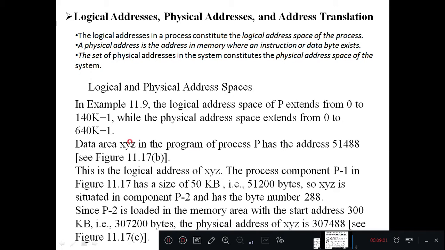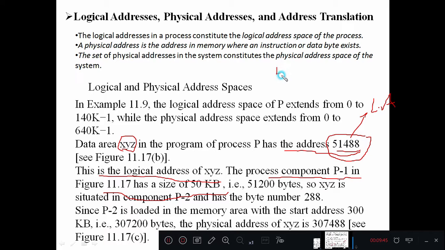So here the data area XYZ in the program of process P has the address 51,488. We are going to fetch XYZ, which may be either data or a code, or instruction, located at 51,488. This is the logical address, which in short I'll write as LA. So 51,488 is nothing but the logical address of XYZ. The process component P1 in the figure has a size of 50 KB, right?